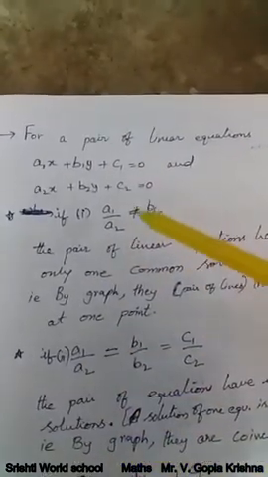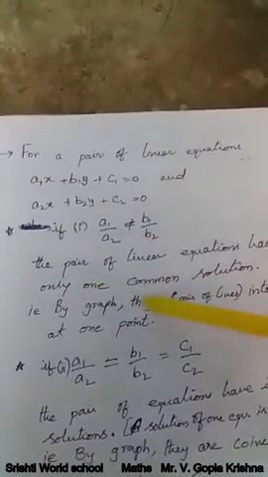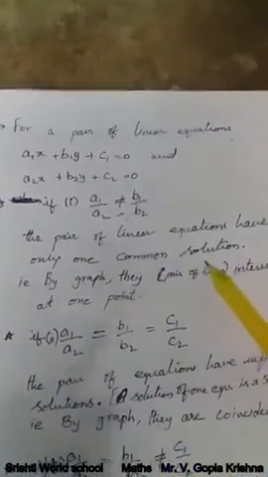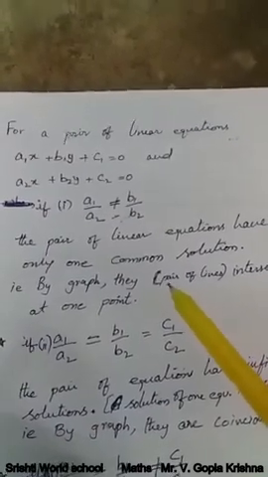If a1 by a2 is not equal to b1 by b2. Here a1 and a2 are the coefficients of x from each equation, and b1 and b2 are the coefficients of y in each equation. Let's take the two individual ratios. If the two ratios are not the same, then that pair of linear equations has only one common solution, children. These ratios help us decide: if they are not equal, we can confirm they have only one common solution. When you draw the graph for each of them, the pair of lines is going to intersect, and we get intersecting lines.